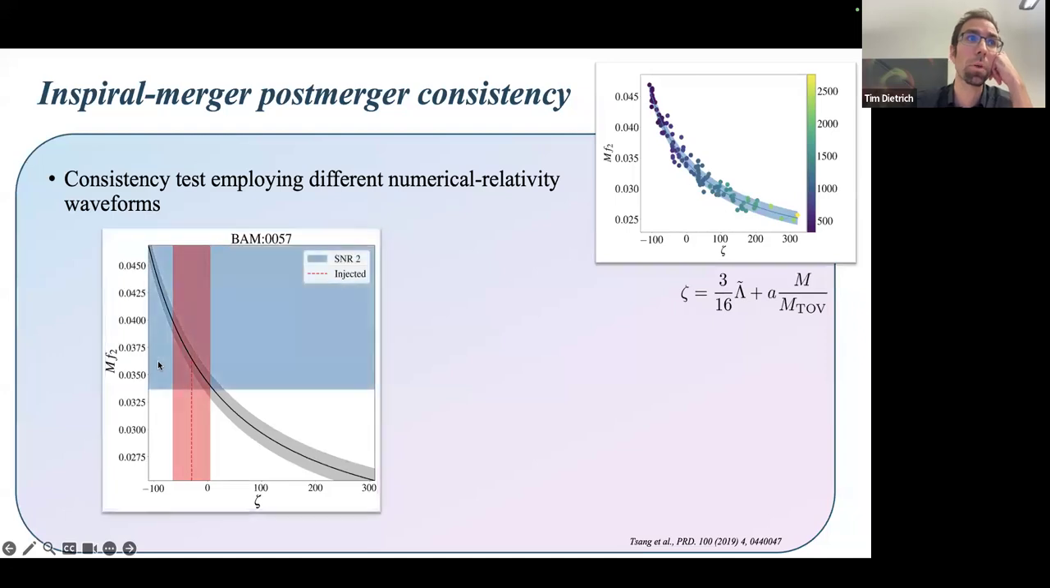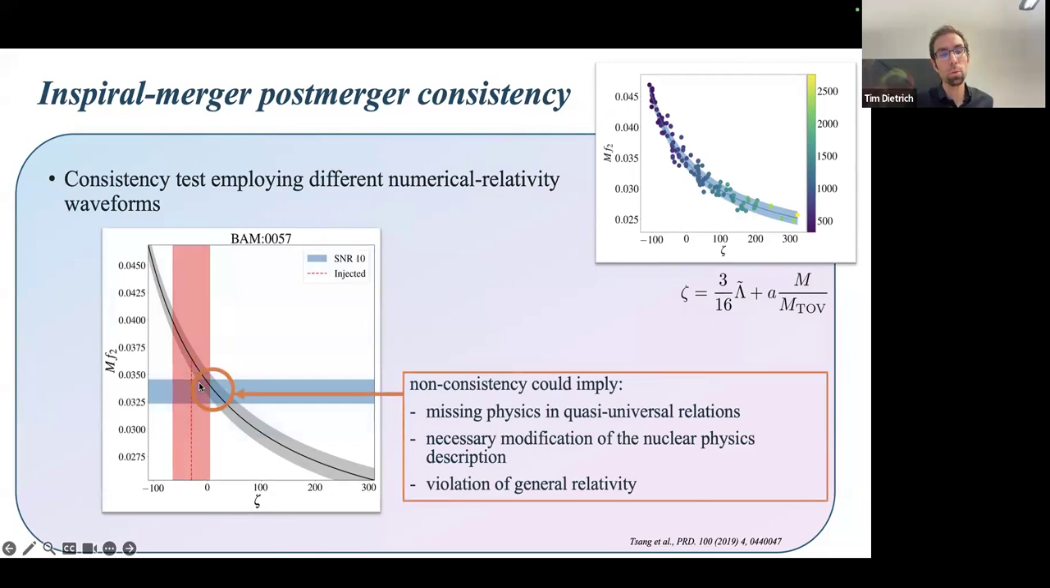But if you measure the post-merger signature with Cosmic Explorer or then later 10, you will be able, similar to the tests of general relativity with pulsars, to see whether all agree at the same point and are consistent with each other. If they wouldn't, then this of course implies a huge amount of interesting physics.